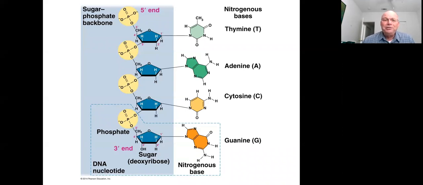The nitrogenous bases that identify each of the 4 nucleotides, or distinguish each of the 4 nucleotides, are in turn attached to the 1' carbon of the deoxyribose.